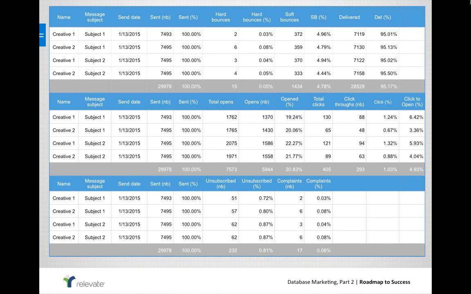The bottom third of the report summarizes the complaint and unsubscribe activity, or the negative engagement. 232 people unsubscribed, thus no longer want to receive email from us, and an additional 17 complained, indicating that this was spam. They too would be suppressed from any future email efforts.